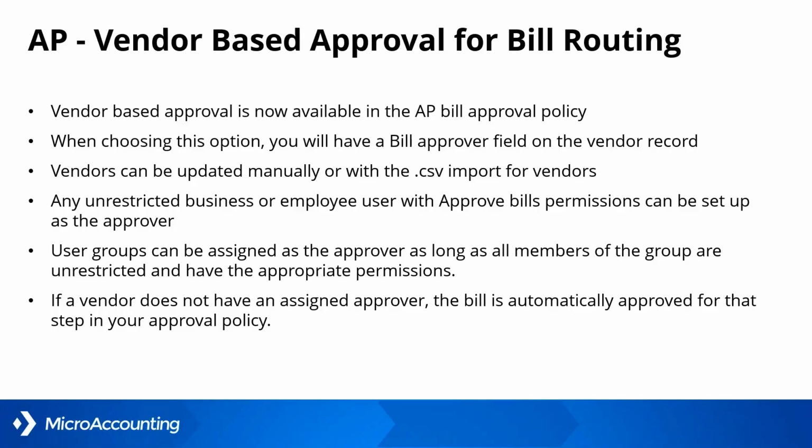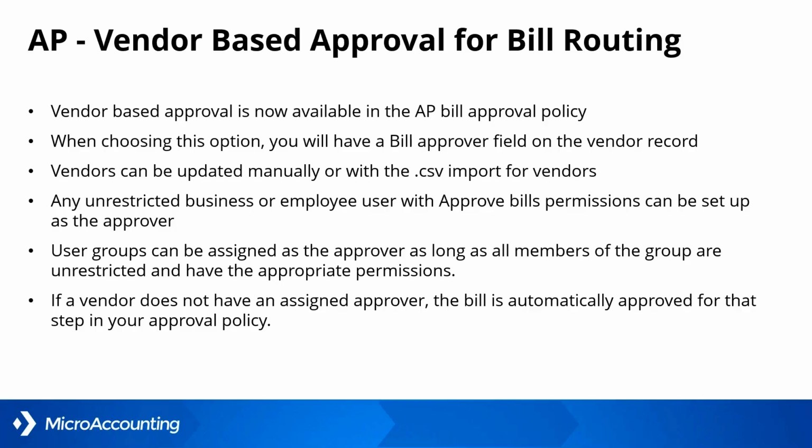When you choose that, then when you go to your vendor record, you will see a bill approver field on the vendor record itself. You can update those vendors manually or with the CSV import. So if you want to turn this on, you can update all of your vendors with that bill approver very easily with an import. So it's not something that's going to be overwhelming for you to maintain if you do decide you want to turn that on.